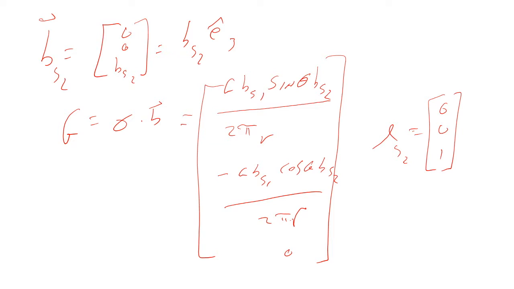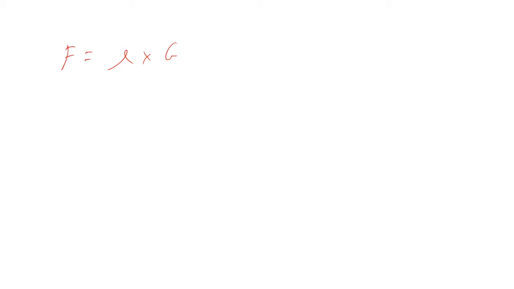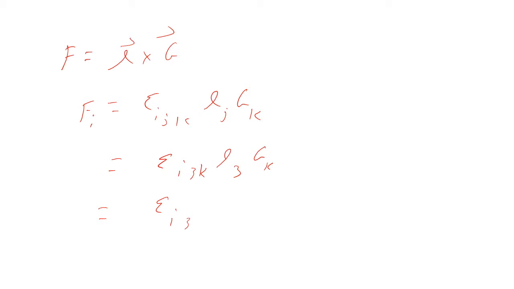so we can write this in indicial notation. I keep wanting to use T for tangent. So in indicial notation we have epsilon i3k L3 G k, and all the others are zeros. Then we only have two terms that survive: epsilon i31 L3 G1 plus epsilon i32 L3 G2.